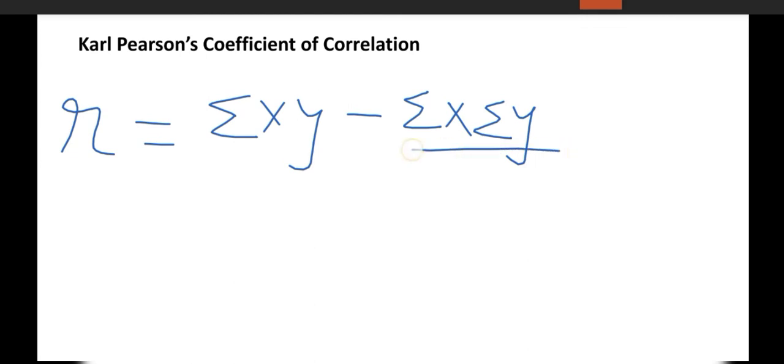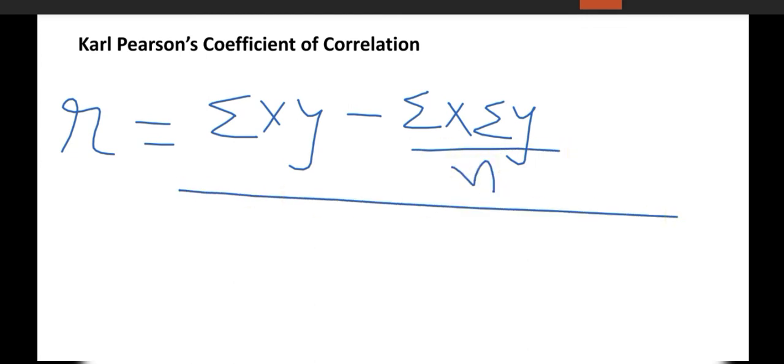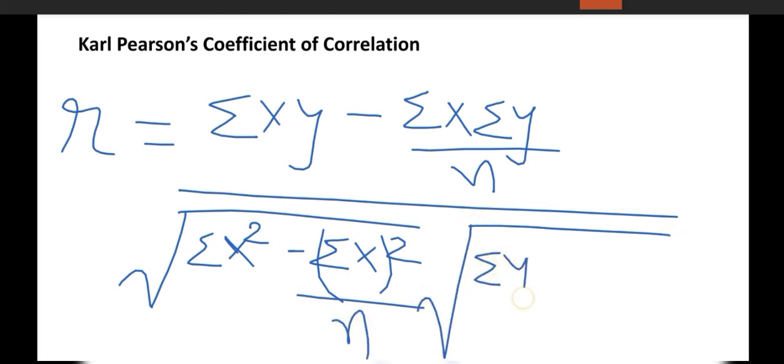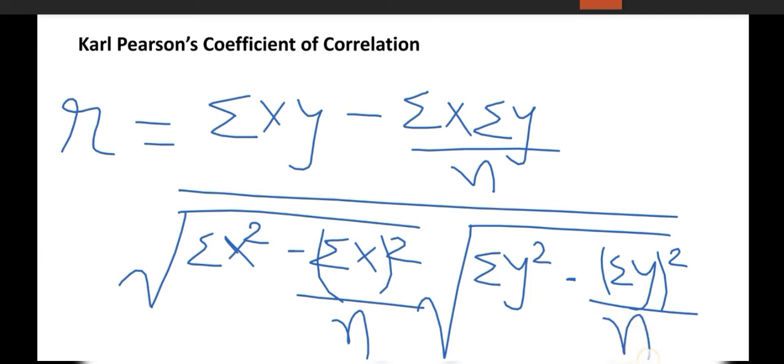There are a few formulas that you need to remember for solving the examples. Let's see them. The first one is Karl Pearson's coefficient of correlation. R is equal to sigma xy minus sigma x sigma y upon n, whole divided by square root of sigma x square minus sigma x whole square upon n, into square root of sigma y square minus sigma y whole square upon n.